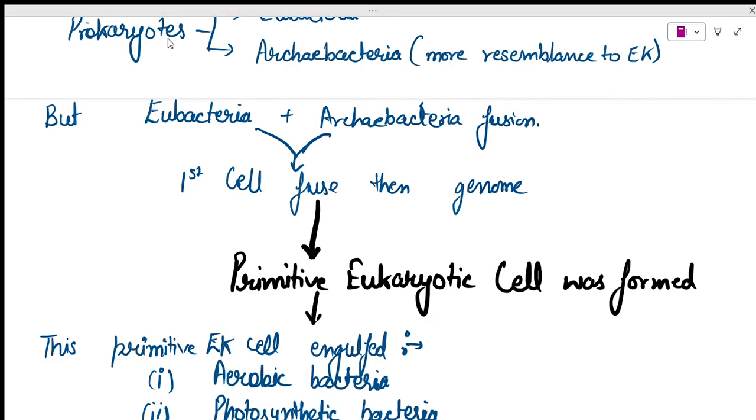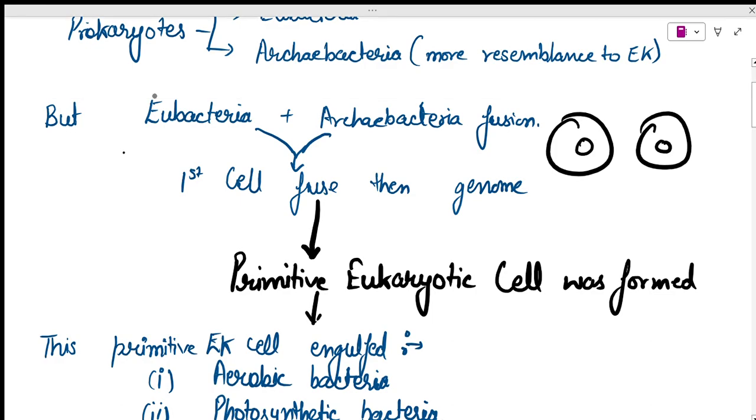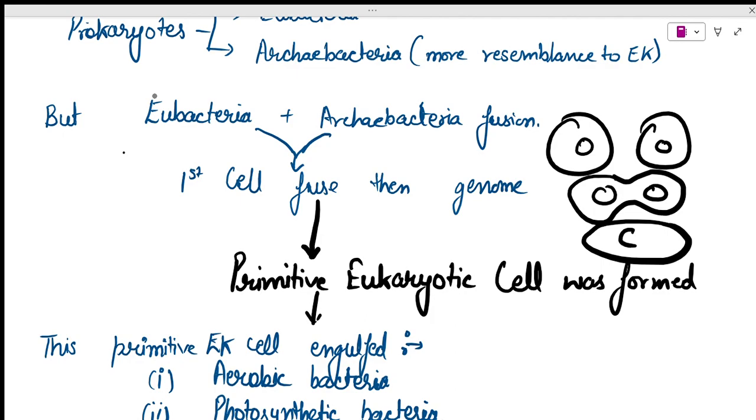Okay, for that, first the cells fused. Let me draw it for you. Like this is one and this is the second. First of all, what happened is that this cell fused, and after that, when this became one cell, their genomes fused, and this made the primitive eukaryotic cell.